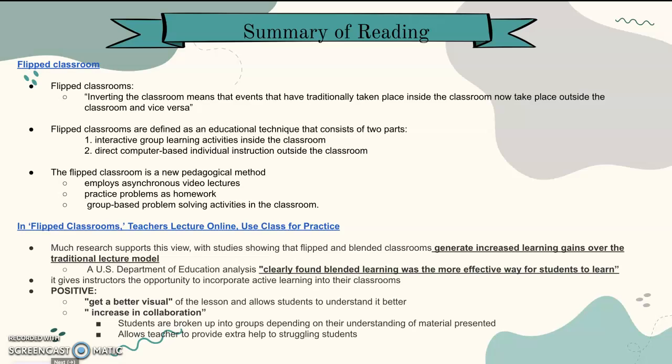One of the positive things found about flipped classrooms is that individuals are able to get a better visual because they're able to see lessons more clearly and are able to refer back to them at any given time. And it also allows for increasing collaboration. It allows students to be broken up into groups depending on their understanding of material presented, and it also allows teachers to provide extra help to those struggling students.